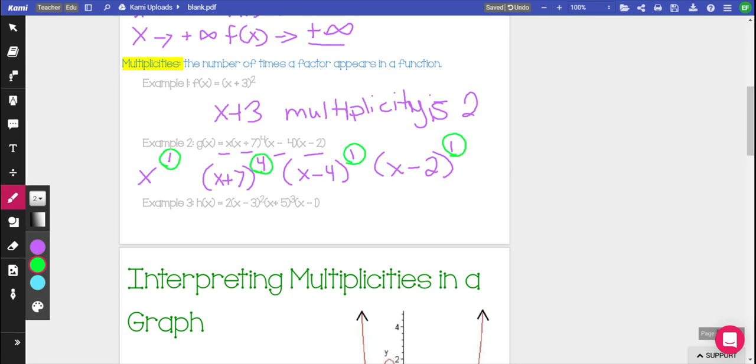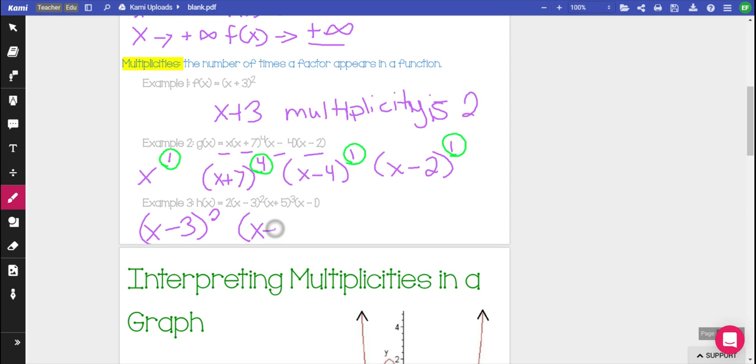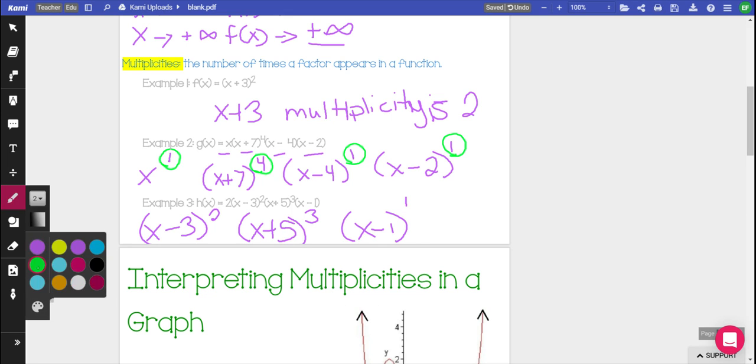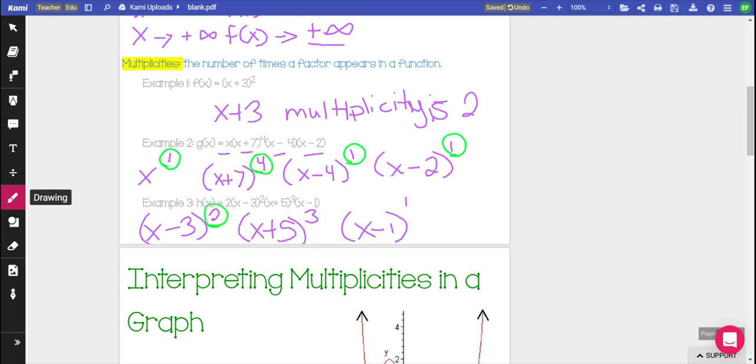If we look at example number 3, we have a leading coefficient that's positive. If we're looking at each of our factors, we have an x minus 3 factor that occurs twice, so the multiplicity is 2. The x plus 5 factor occurs 3 times, its multiplicity is 3. The x minus 1 factor occurs once, so it has a multiplicity of 1. We're again looking at a positive leading coefficient, and if we total up all of the degrees for each of the factors, we get that this function h of x is a 6th degree polynomial.